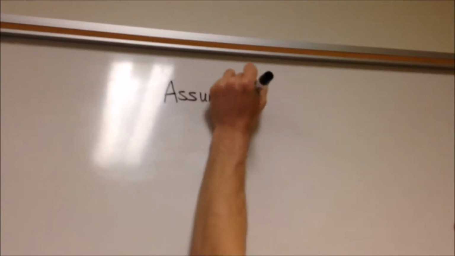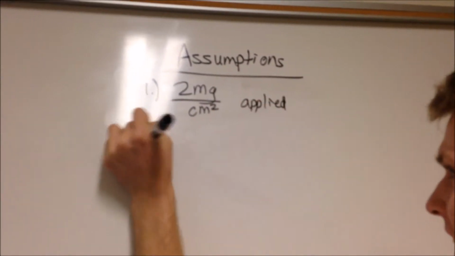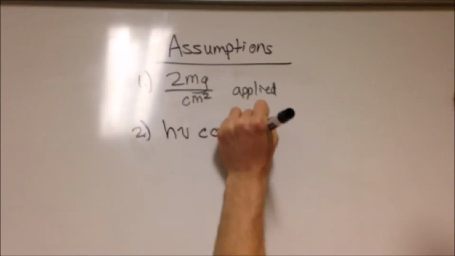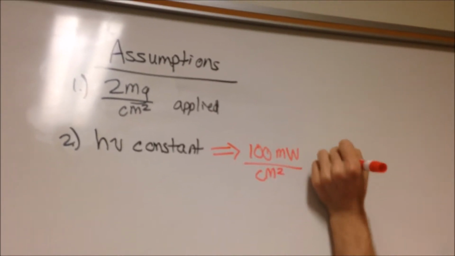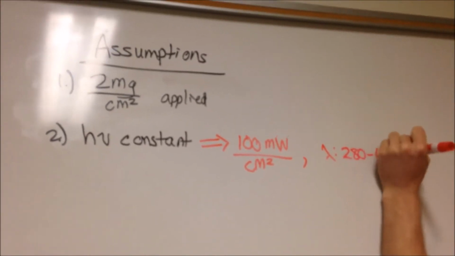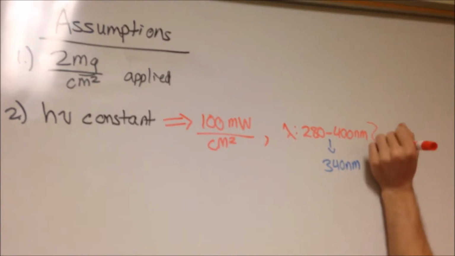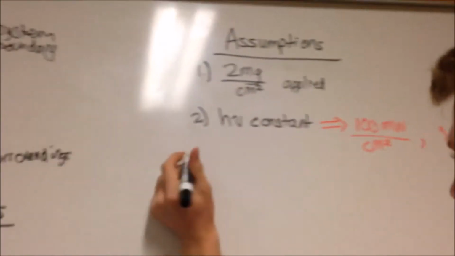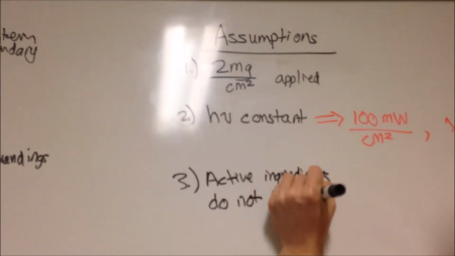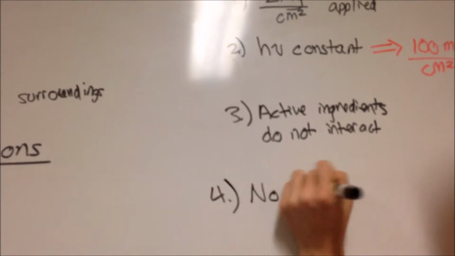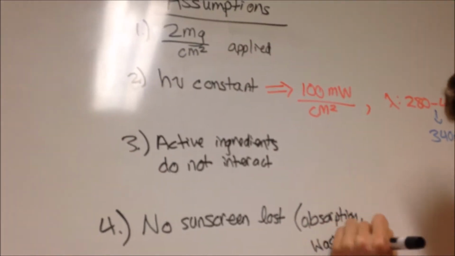To solve this problem, we must be able to make a few assumptions. First, we are assuming that a person always applies the recommended amount of sunscreen to their skin at an area density of about 2 milligrams per square centimeter. Second, we must assume that the energy of the incoming photons, E equals hv, remains constant through the course of the reaction. Next, we are assuming that the UV absorbers, oxybenzone and avobenzone, do not interact or affect one another's photoreactions. And finally, we must assume that there will be no sunscreen loss to other factors such as being washed away by water or skin absorption.